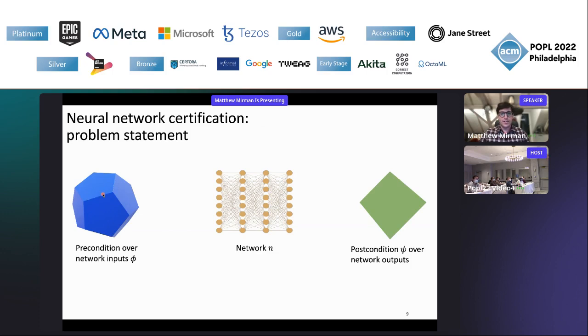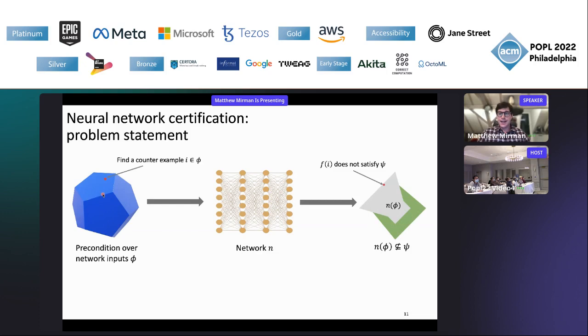This is, of course, a fairly simple certification statement, but it does cover a lot of scenarios that we see in practice. So here, what we want to be able to do is show that the neural network applied to every element of this set of preconditions is a possible element of the set psi. If we cannot show this, if the property does not hold, we want to be able to find a counterexample I in phi such that the network does not satisfy psi.